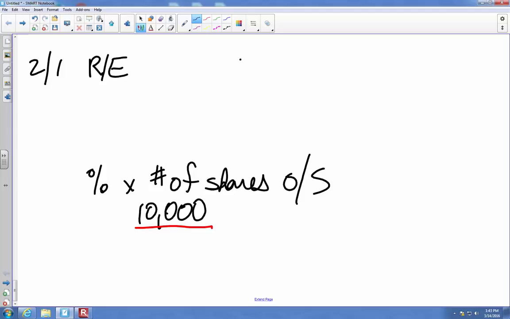Am I actually issuing the stock today? No, I'm declaring it. So it's just like that dividends payable thing. But think about this before you answer. This is an equity transaction, right? Is any cash trading hands? So am I setting this up as a liability?